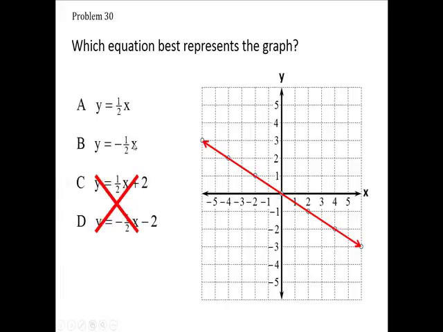So of my answers, I'm going to pick this one here. B is my answer. We'll eliminate these two, and we'll eliminate the +1/2. We need to pick B for the final answer.